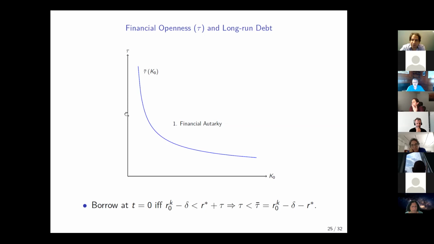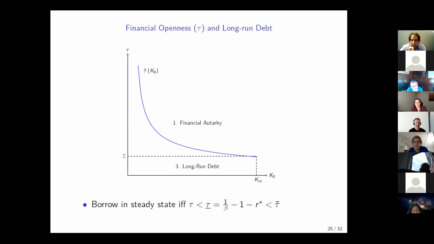But at this level of tau, when you have enough capital, you decide not to borrow. So of course, the level of tau, this threshold tau, is going to be decreasing in the amount of capital. So in all of this region, there is no borrowing along the transition. But then what we can think about is, what about long run borrowing? When would an economy support long run debt?